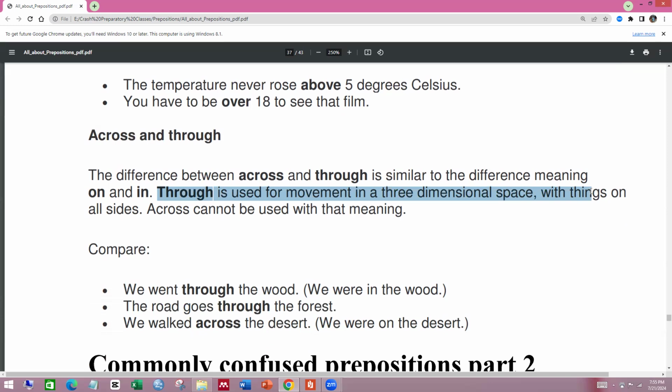We walked across the desert. We were on the desert. ठीक है. We went through the wood, मतलब हम जंगल के थ्रू चले गए. And the road goes through the forest, forest के बीच में रास्ता था. We walked across the desert, मतलब हम desert पे ही थे.